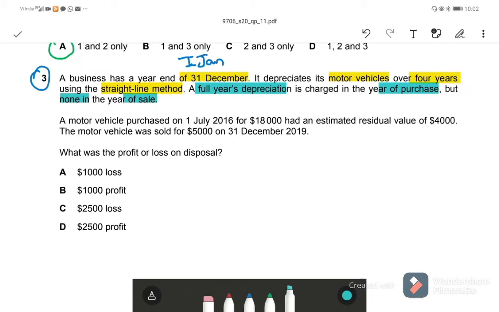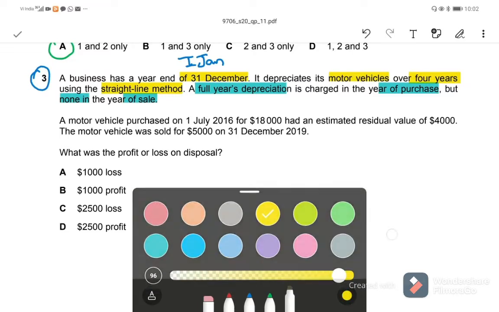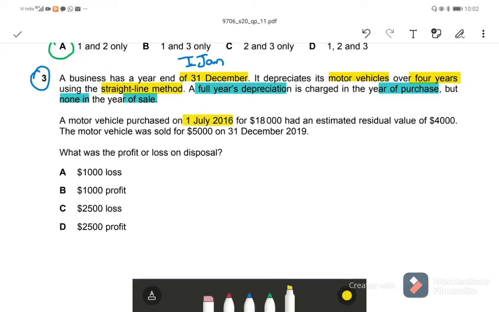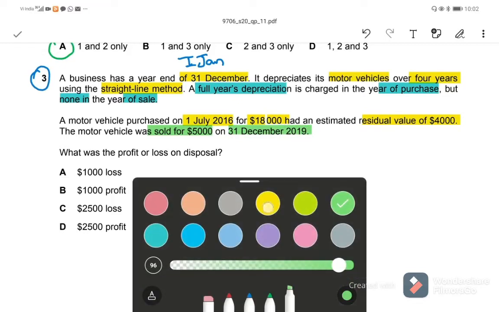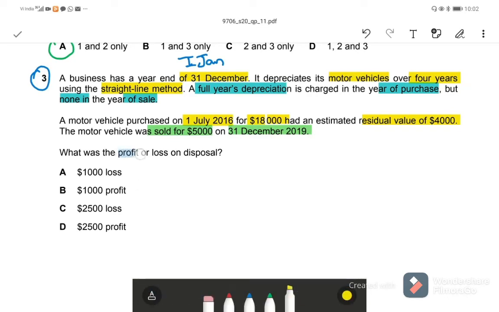A motor vehicle purchased on 1st July 2016, the cost is $18,000, had an estimated residual value of $4,000. The motor vehicle was sold for $5,000 on 31st December 2019. What was the profit or loss on disposal? Here we have to calculate the profit or loss on disposal.